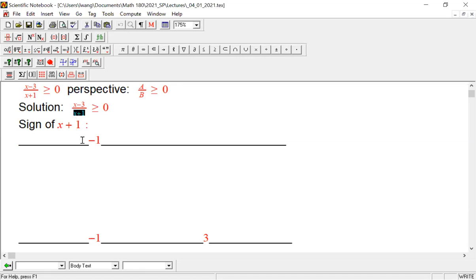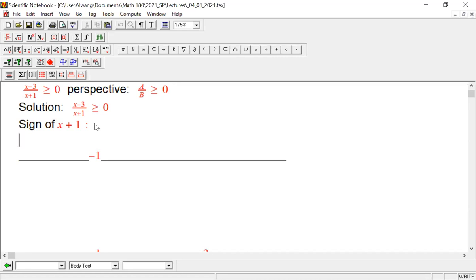So I first look at x plus 1. x plus 1 changes sign where? At -1, right? To the left of -1, when x is less than -1, this is going to be negative. At -1 it is 0. Larger than -1 it is positive. Does this look familiar? We actually use principle number 6 in a very basic way.